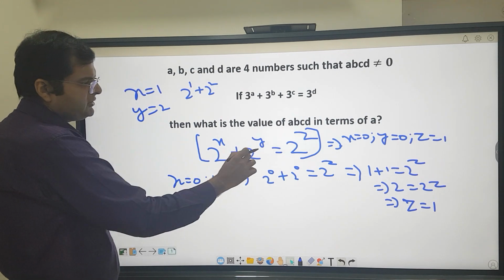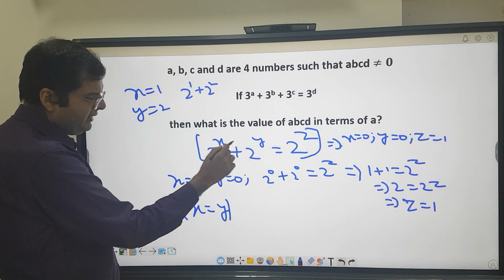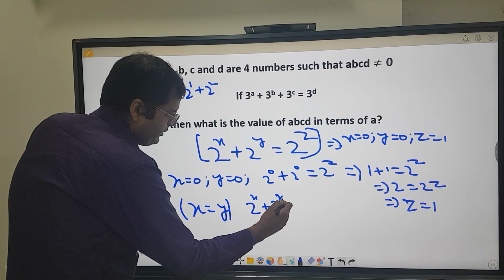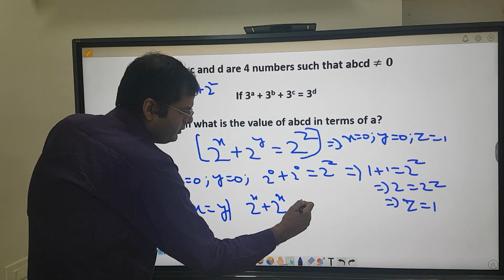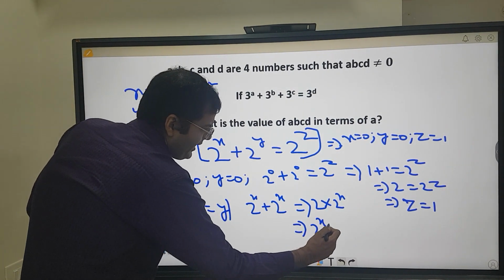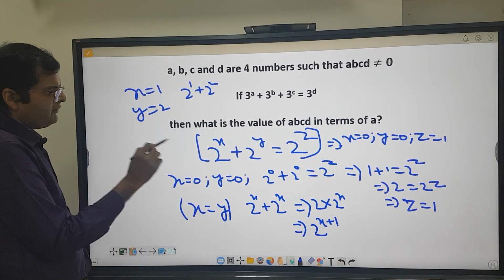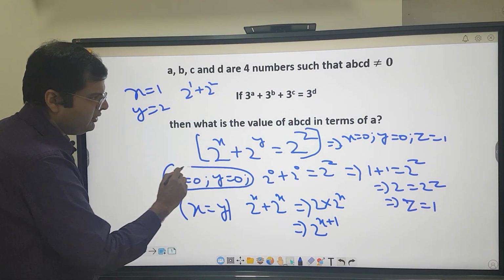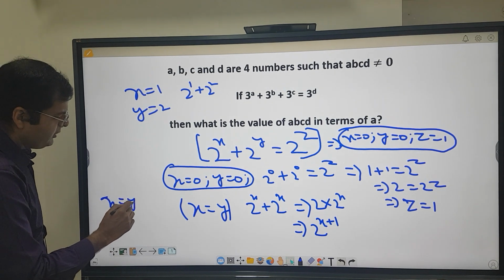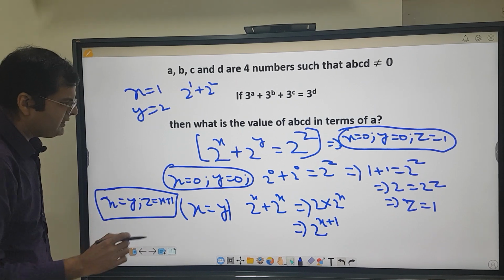This is only possible in the case wherein x is equal to y, because when x equals y, what this will become is 2 raised to x plus 2 raised to x again, because y is x. That will be equal to 2 times 2 raised to x, which is 2 raised to power x plus 1. So from here we get z equal to x plus 1. So one of the possible solutions was x equal to 0, y equal to 0 and z equal to 1, like here. The other possible solution is that x is equal to y and z is equal to x plus 1.